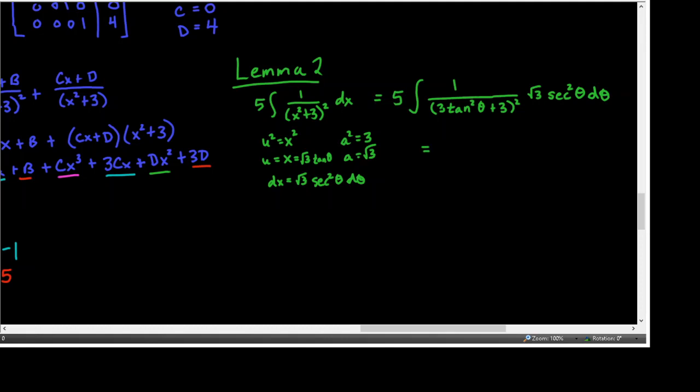So I'm going to bring that square root of 3 out in front. And I'm going to factor out the 3 from both the tangent squared and the 3, which makes that tangent squared theta plus 1, quantity squared, times secant squared theta d theta.